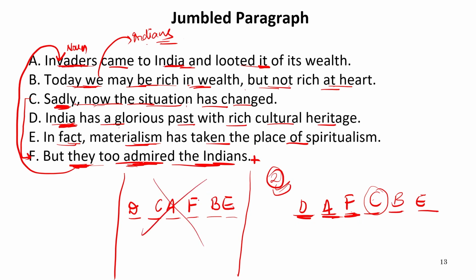And this is not the correct sequence, because if in this we see the F sentence, "but they do admire the Indians", it has no link with the sentence B, "Today we may be rich in wealth but not rich at heart". So F and B are not in direct sequence or in direct link with each other. Therefore, the correct sequence should be the second one. Now, this can also be analyzed after doing the questions. How? Let me tell you.